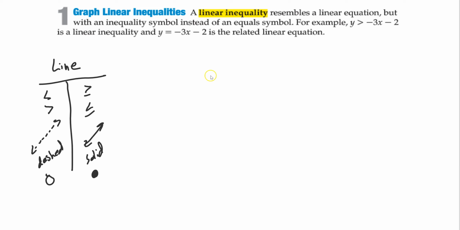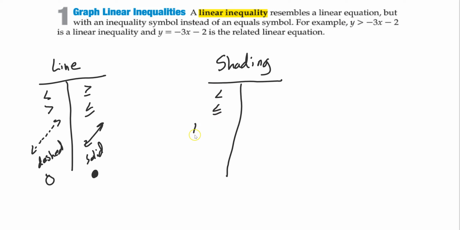Now the other part, the second part of this, is shading. There's actually two ways to shade. So first you got to worry about, is it less than or less than or equal to? In that case, there's two ways to do this. And the first way is if it's in proper notation. So proper notation is like y equals mx plus b. In that way, we could do a little shortcut.